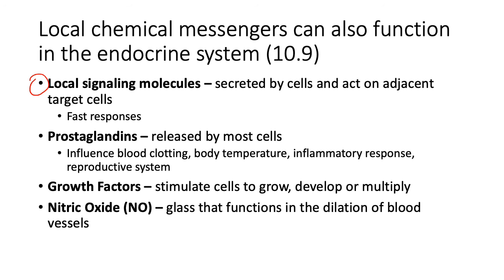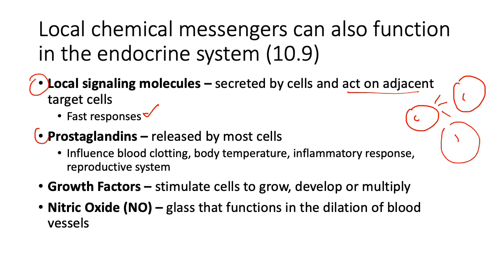These can be released by many of the cells in our body, but when they are released, they only act on adjacent target cells. So, for instance, say we have one cell here that releases some type of chemical signal, it's only the cells that are right next to it that can react to that signal. So this is a very localized thing. What's nice about that is this is a very fast response. Remember, sometimes hormonal responses can be slow. Some examples of local chemical messengers are prostaglandins, growth factors, and nitric oxide.